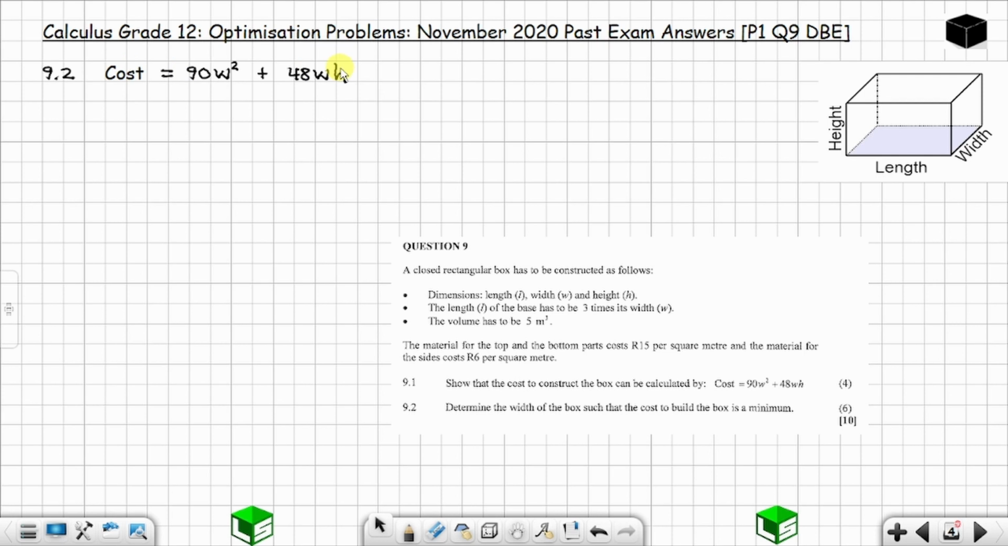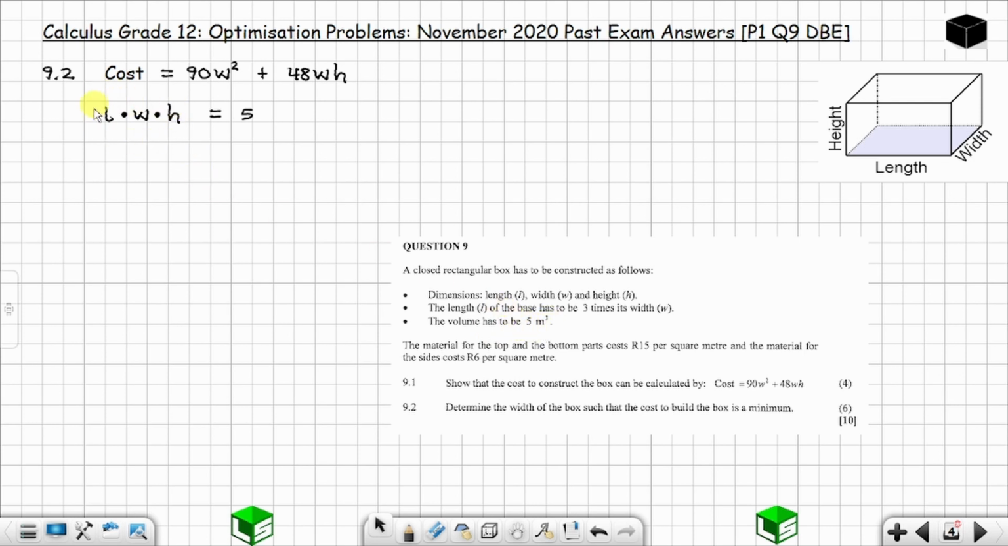Okay, so remember the formula to find the volume of this rectangular box. I hope you know how to find the volume. It will be the length times the width times the height. This is the volume for the rectangular box, the rectangular prism. I hope you know that. And this is equal to what? According to the information, this is equal to 5. When you read here, the volume has to be 5 cubic meters.